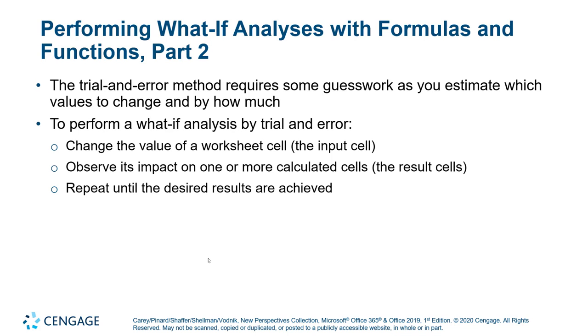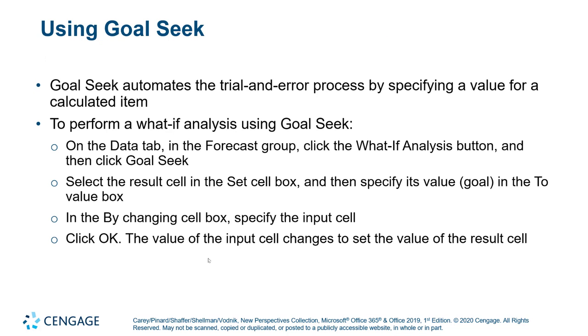The trial and error method requires some guesswork as you estimate which values to change and by how much. To perform what-if analysis by trial and error, change the value of a worksheet cell, the input cell, and observe its impact on one or more of the calculated cells, the result cells. Repeat until the desired results are achieved. As you can imagine, this can take some time. Using Goal Seek.